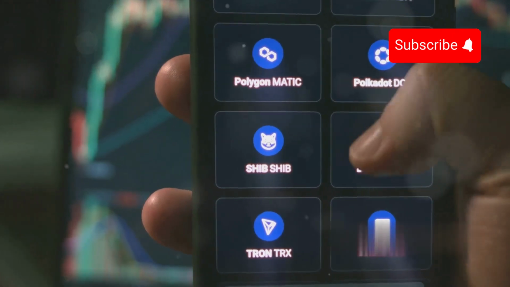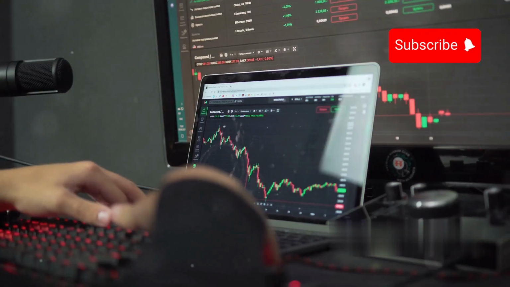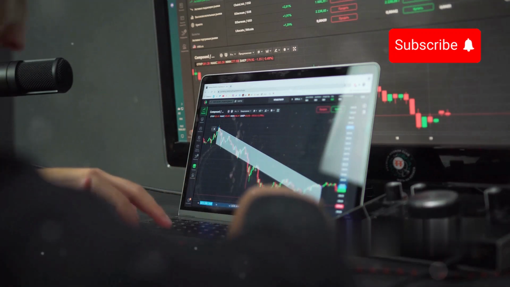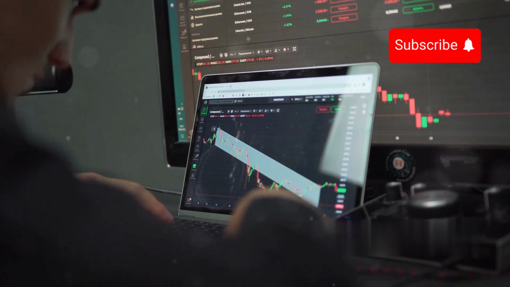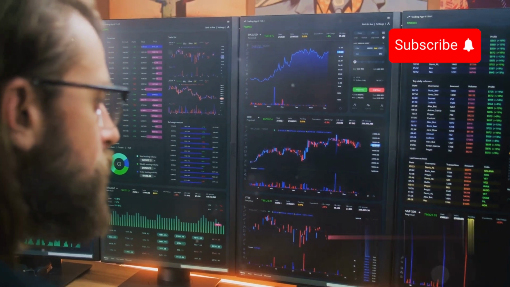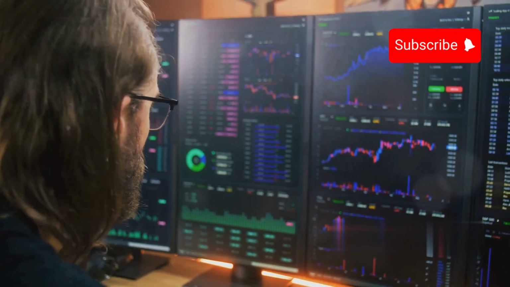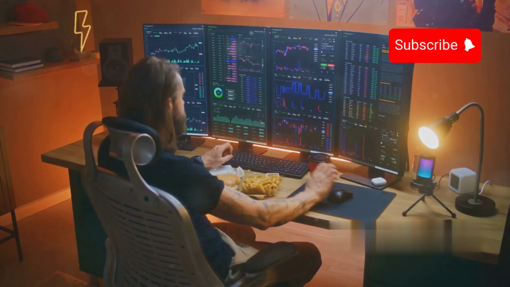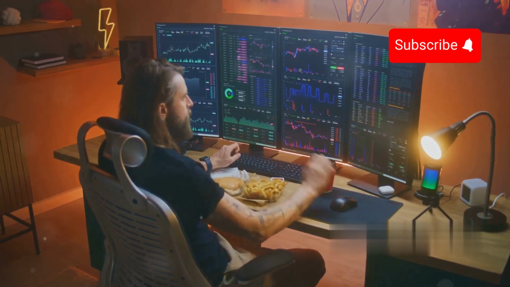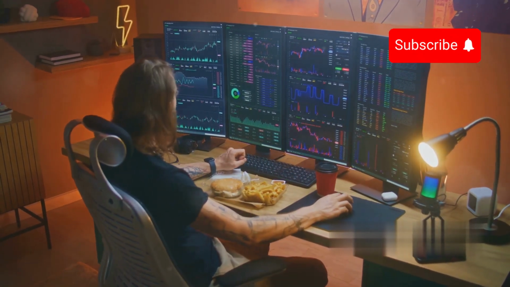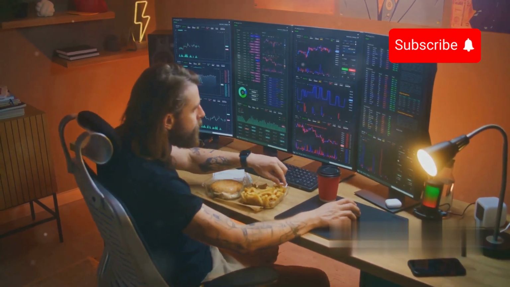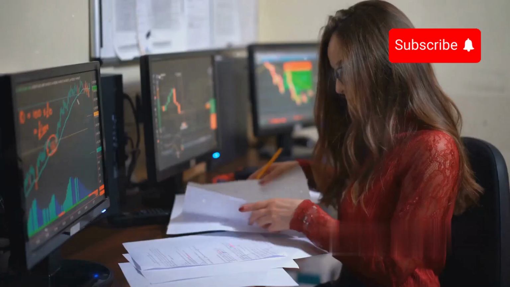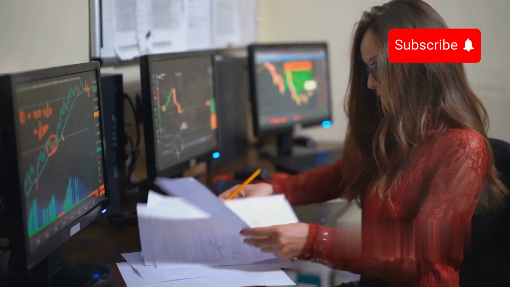Finally, we delved into the advanced strategy of using the gapped RSI to identify potential trends and reversals. This indicator can be a valuable addition to your trading toolkit, but it should always be used in combination with other analysis techniques. As you continue your trading journey, remember that success in trading requires patience, discipline, and continuous learning. The strategies and tools we've discussed today are just the beginning. The more you practice and refine your skills, the better you'll become at navigating the markets.